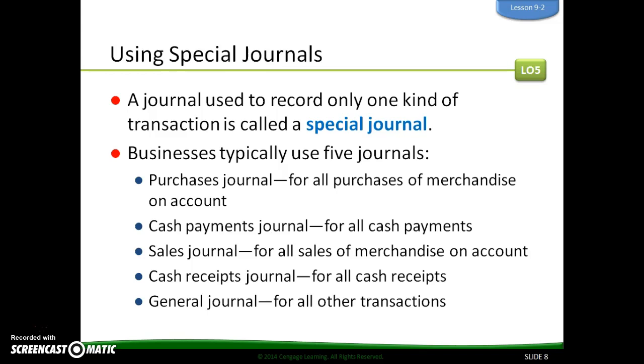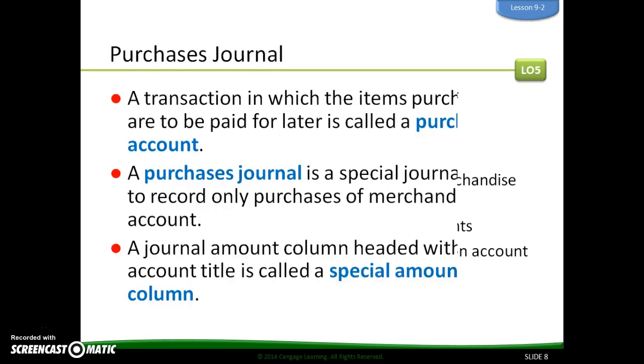There's the purchases journal. Again, all purchases of merchandise that we make on account. Cash payments journal, that's all of the cash payments that are happening within the business. Sales journal, so for all sales of merchandise on account. Cash receipts for when we get cash in. And the general journal then is for all other transactions. So you can see that we have several that would be new to us for what we're doing here.